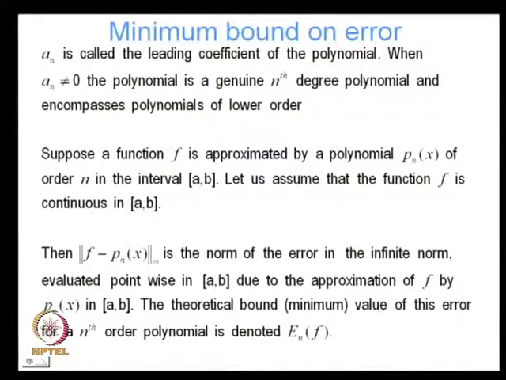So that is the largest difference over that interval, evaluated pointwise in [a, b] due to the approximation of f by Pn(x) in [a, b]. The theoretical bound of this error for an nth order polynomial is going to be denoted as En(f). So En(f) is a bound on the error. Basically I want to approximate that function f(x) over that interval [a, b] using a polynomial of order n, and En(f) gives me the smallest value of the maximum error.